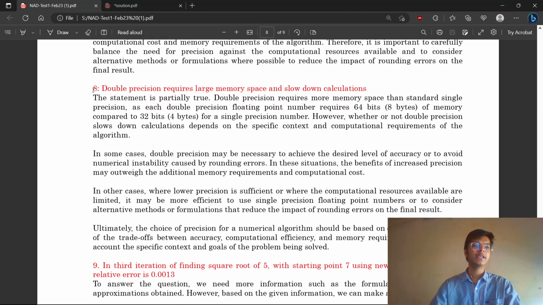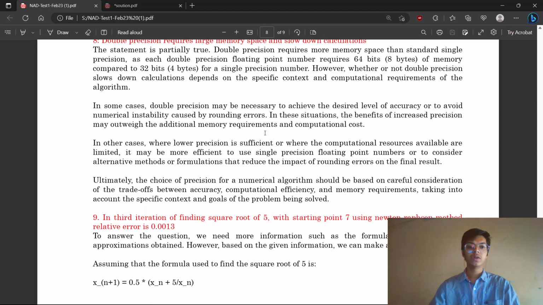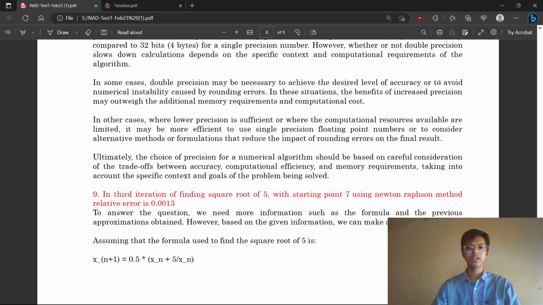In the eighth statement, it is given that double precision requires large memory space and slows down computation. So yeah, this statement is also partially true, because double precision does require more memory space than the standard single precision. However, whether or not double precision slows down calculation depends on the specific context and computational requirements of the algorithm. In some cases, double precision may be necessary to achieve the desired level of accuracy or to avoid numerical instability caused by rounding error. In this situation, the benefit of increased precision may outweigh the additional memory requirement and computational cost.